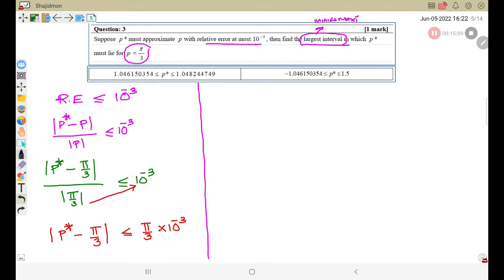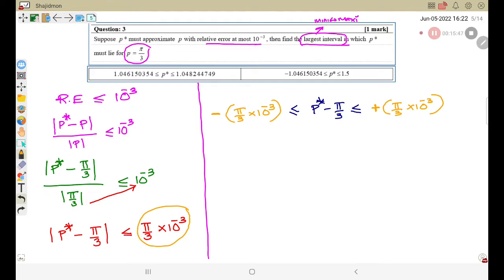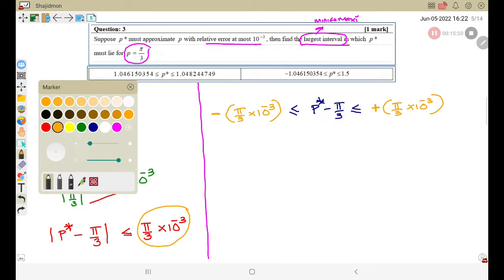Now we need to delete this absolute symbol, so we write only P star minus pi by 3. Once you are deleting the absolute symbol, put less than or equal to on both sides. Now this number, pi by 3 multiplied by 10 power minus 3, positive, we write on the maximum part here, plus pi by 3 multiplied by 10 power minus 3, correct? Negative, we write on the minimum part, minus pi by 3 multiplied by 10 power minus 3, which should be in brackets when you are writing.